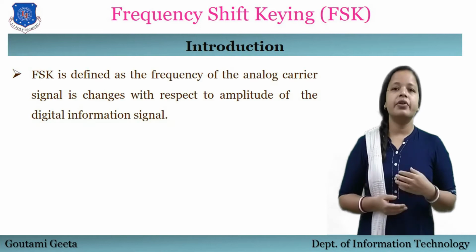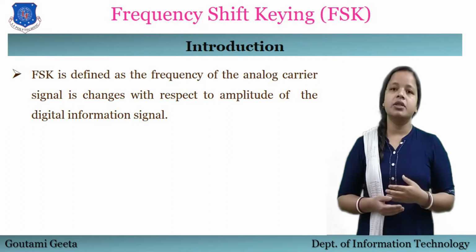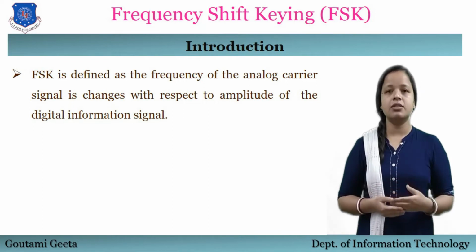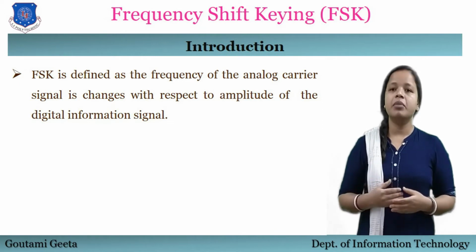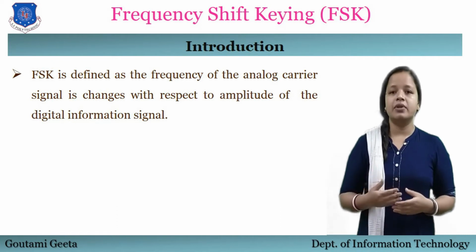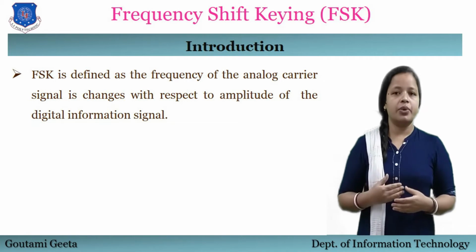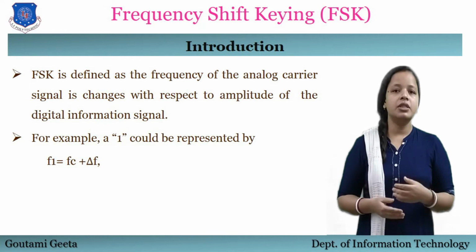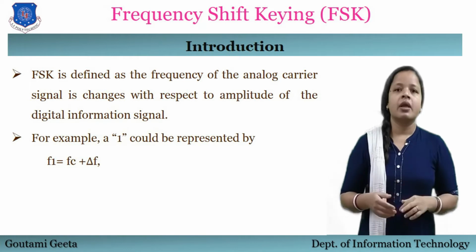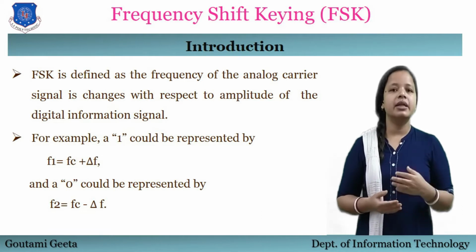Frequency shift keying is a frequency modulation scheme in which digital information is transmitted through discrete frequency changes of a carrier signal. In other words, we can say FSK is implemented by changing the frequency of a carrier signal to reflect amplitude levels in the digital signal or our information signal. For example, a 1 could be represented by F1 equal to Fc plus delta F, and a 0 could be represented by F2 equal to Fc minus delta F.